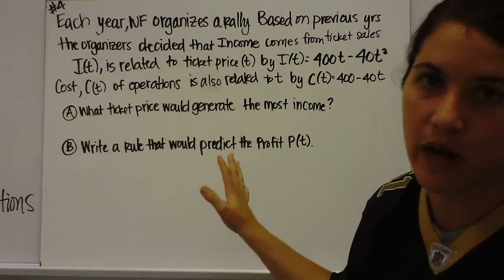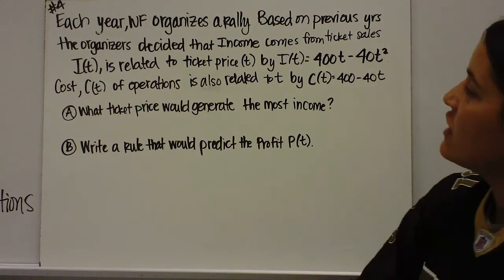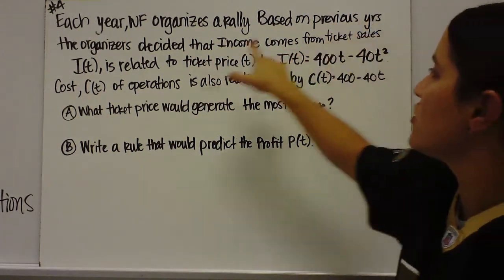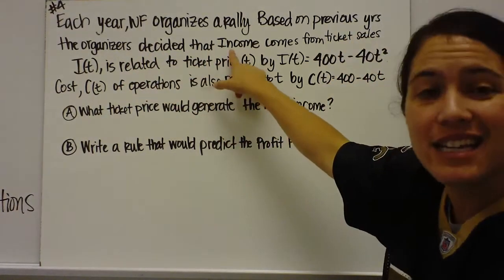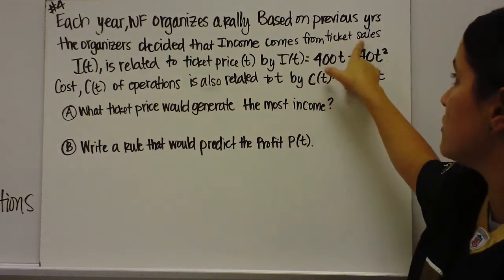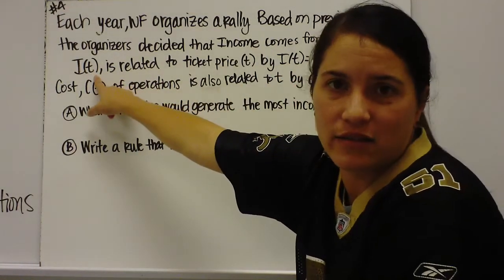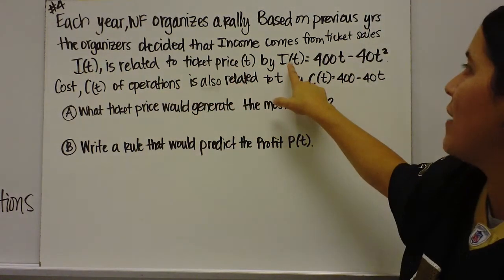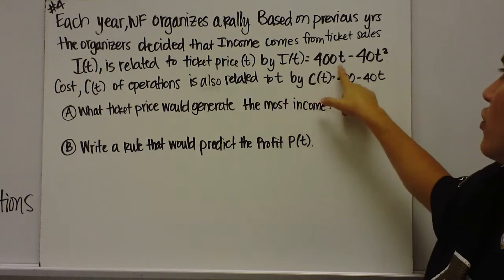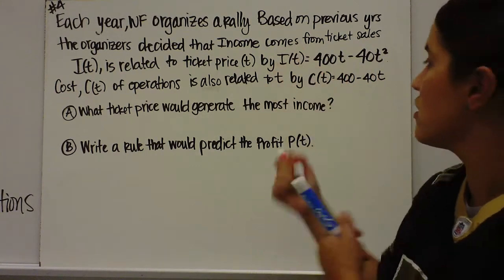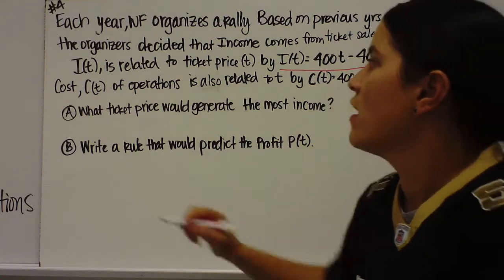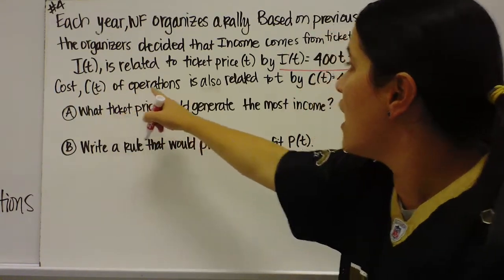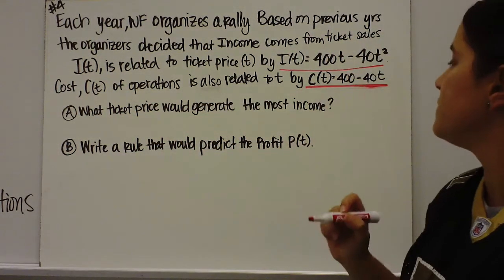Alright, this is long, so pause it, copy it down. Each year, Wake Forest organizes a rally. Based on previous years, the organizers decided that the income from ticket sales, I of T, is related to the ticket price, T, by this equation, 400T minus 40T squared. So this is one of our equations. Cost, so obviously if you're going to put on a rally of some sort, it's going to cost something. Cost is also related by this equation.